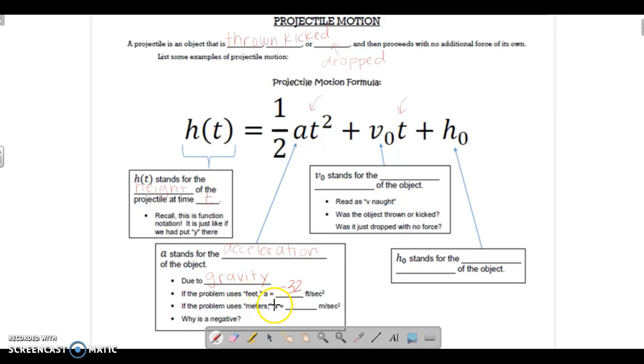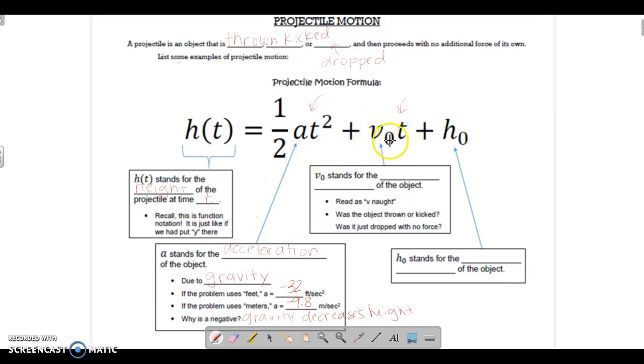If the problem uses meters, what you're going to plug in is negative 9.8 meters per second squared. And that's negative because, again, the gravity pulls items to the earth. So gravity decreases your height, right? Gravity decreases height. So we use that negative number because our function is for the height of that projectile.